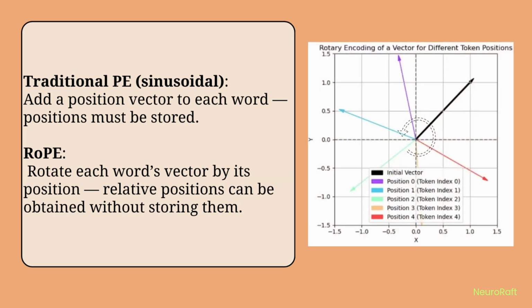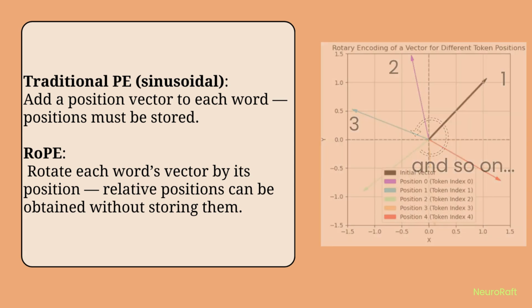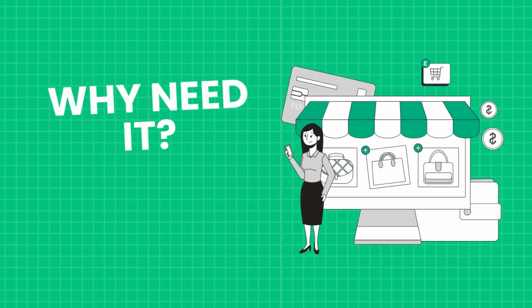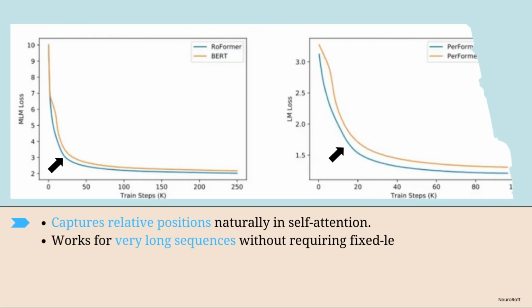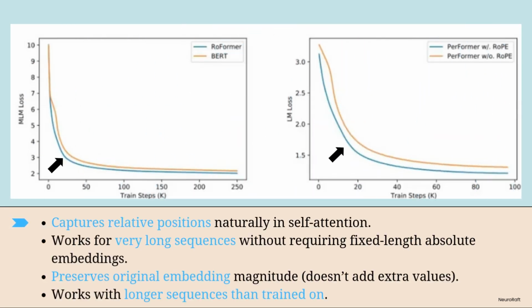Instead of storing positions, RoPE rotates each word's vector according to its position. This allows the model to figure out relative positions naturally without keeping track of them separately. Why is this important? First, it lets the model capture relative positions naturally during self-attention. Second, it works well with very long sequences, even without fixed-length embeddings.